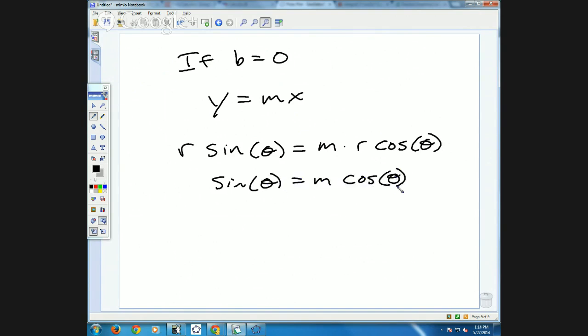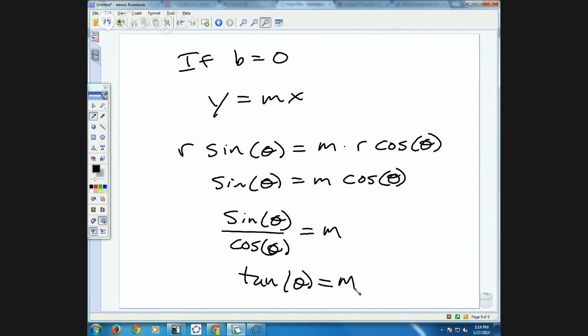And anybody want to see the m by itself? If I do that, then I get the sine of theta over the cosine of theta equals m. Wait a minute, what's sine over cosine? This tells me the tangent of theta is equal to the slope. Hey, wait a minute, don't we already know that? Isn't tangent slope? It is, rise over run, y over x. So a line through the origin is just an angle.